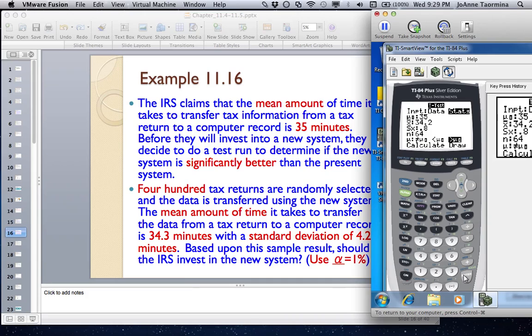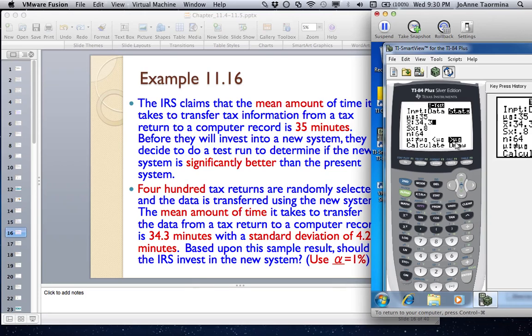Just an aside here. If you were just looking at these numbers and you saw that the new system produced a sample mean of 34.3, would you think that it's significantly less than 35? It doesn't appear to me to be significantly less than 35. I would say that that new system really isn't so much better. But again, I'm not looking at the p-value. When we look at the p-value, we're going to see how much better it actually is.